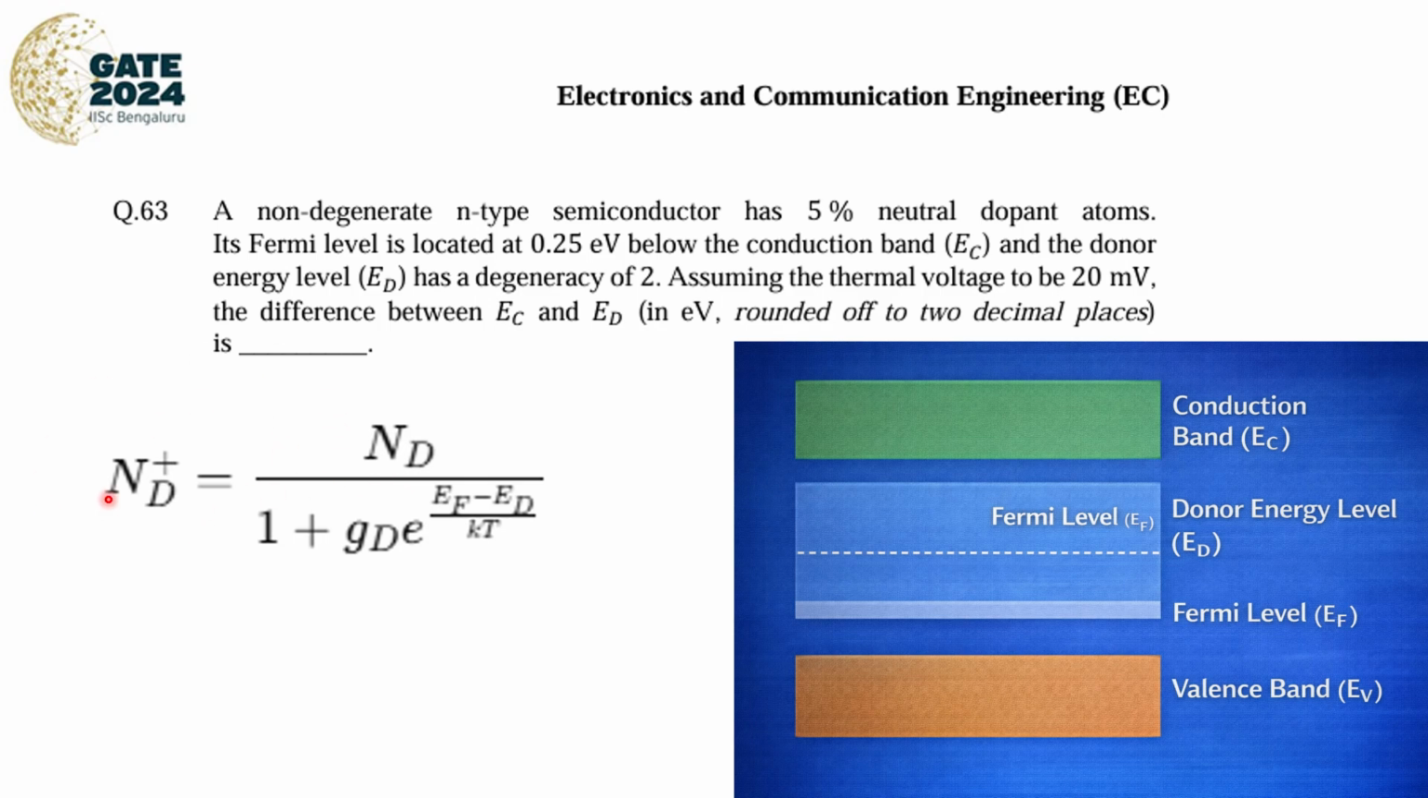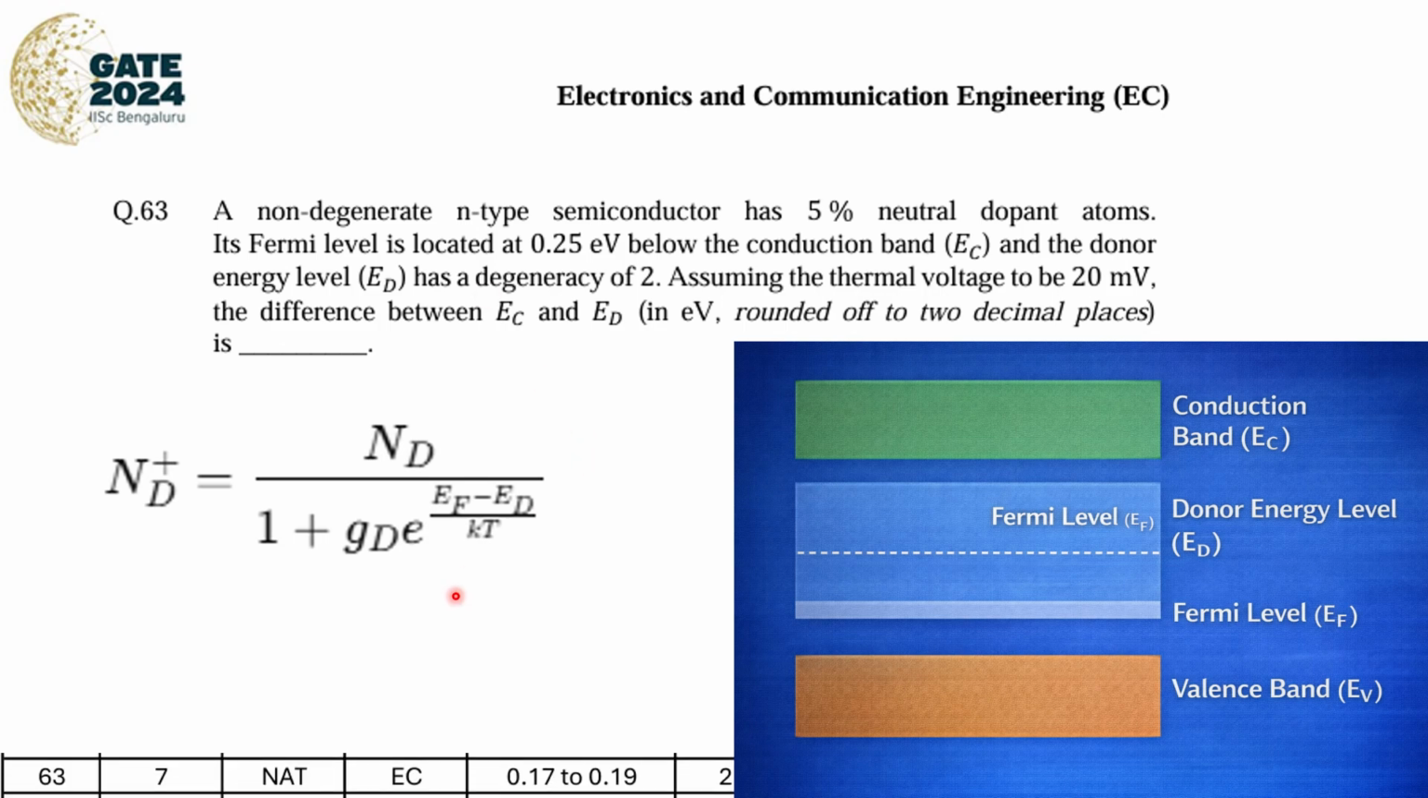The donor energy level depends on the ionized and neutral dopant atoms as well. So you can establish the relation Nd+ = Nd / (1 + gd exp((EF - ED)/kT)), where EF is the Fermi level, ED is the donor level, k is the Boltzmann constant, and T is temperature. So Vt = kT/q. That is why Vt is given, 20 millivolt. Our objective is to find the difference EF minus ED, right? And other parameters are given. As per the answer key, your answer should be in the range of 0.17 to 0.19.